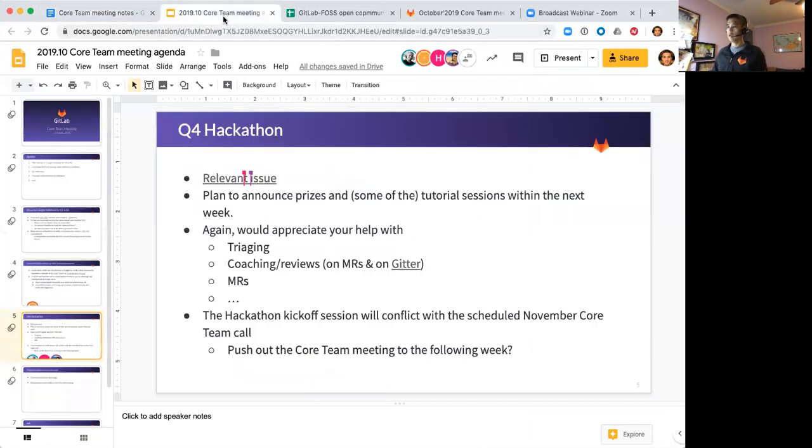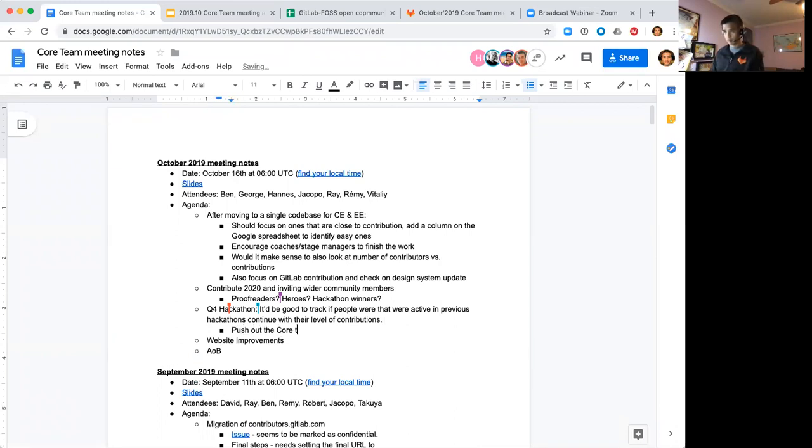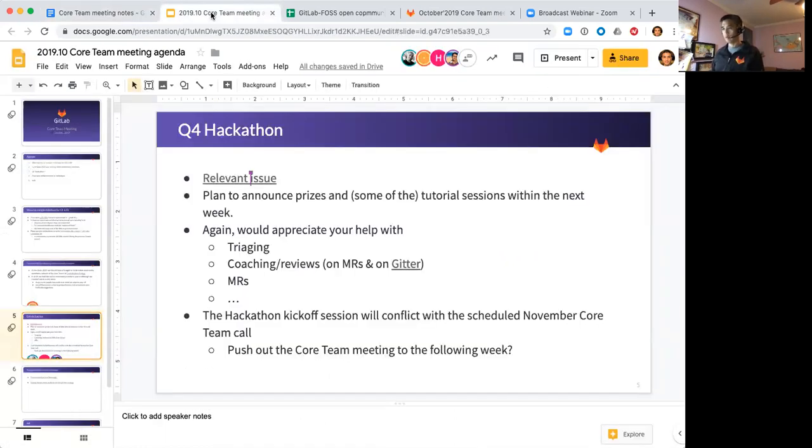So, the final thing on the hackathon: the start of the hackathon conflicts with the next scheduled core team meeting. I wanted to ask if we'd be okay to push out the core team meeting again to the following week in November. I assume for most people it would be okay, but just wanting to ask if there are any concerns if we did that. Sure. Okay. Cool. Let me write that down. I'd rather have the core team meeting after the hackathon, so we can provide a recap of what happened at the hackathon.